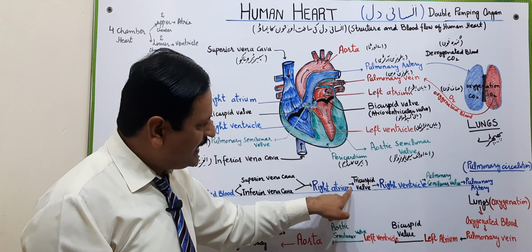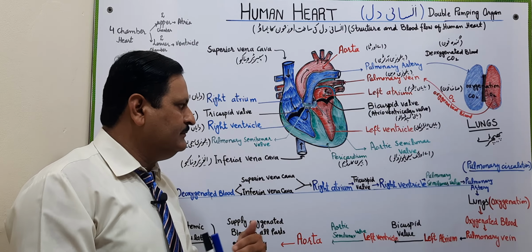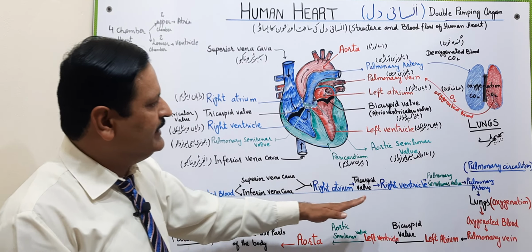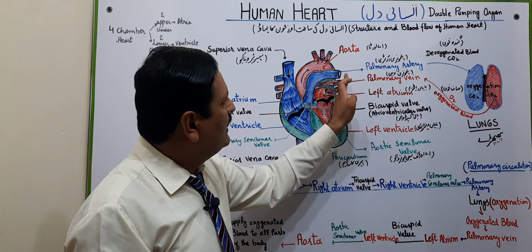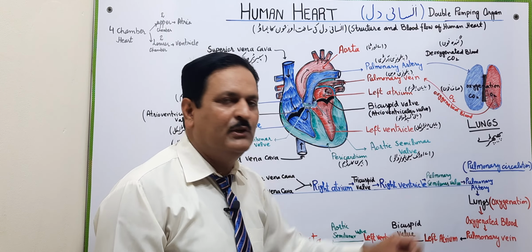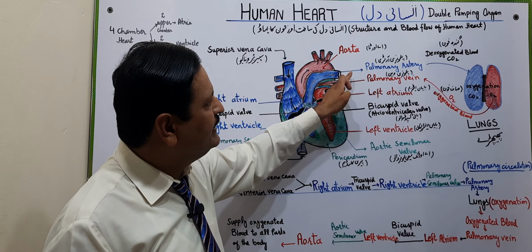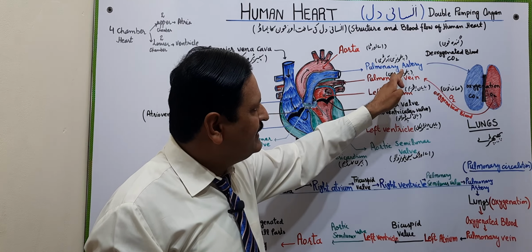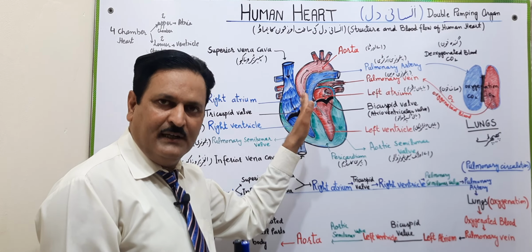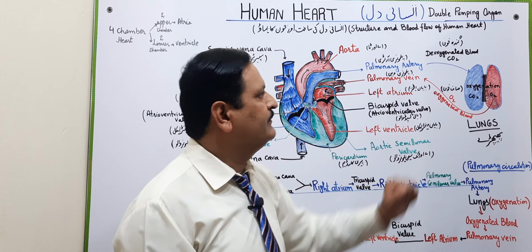In this way, a tricuspid valve is present which resists or stops the backward flow of blood, and this blood moves to the pulmonary artery through another valve which is called the pulmonary semilunar valve. Blood moves through the pulmonary semilunar valve and finally reaches the pulmonary artery, and the pulmonary artery is that artery which receives deoxygenated blood from the heart and conveys it to the lungs for oxygenation.